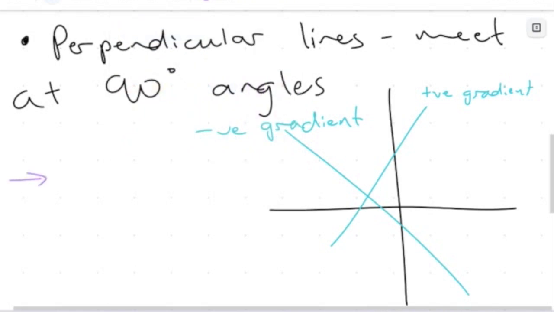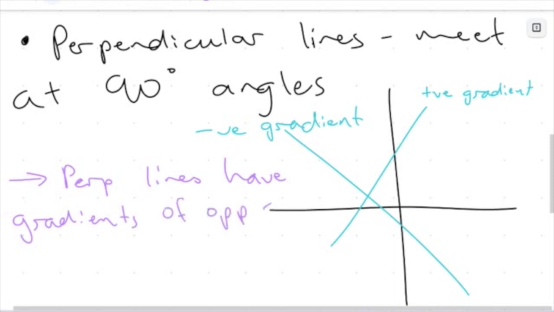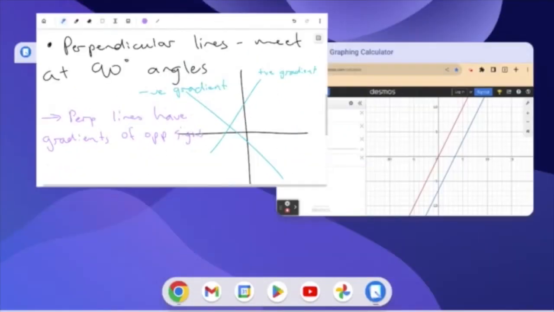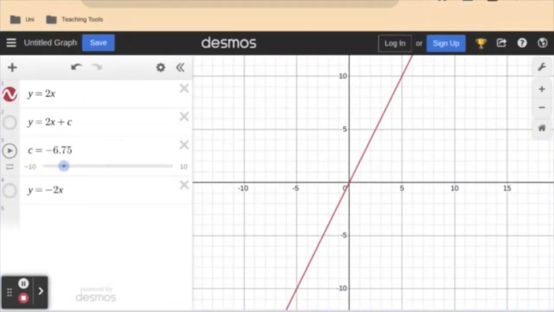So let's write here, perpendicular lines have gradients of opposite signs. By signs, I mean plus or minus. Now let's just explore this a little bit on Desmos, right? I have my y equals 2x, and some of you intuitively may think, okay, well, my other gradient has to be negative, so why don't I just try negative 2x and see what happens?